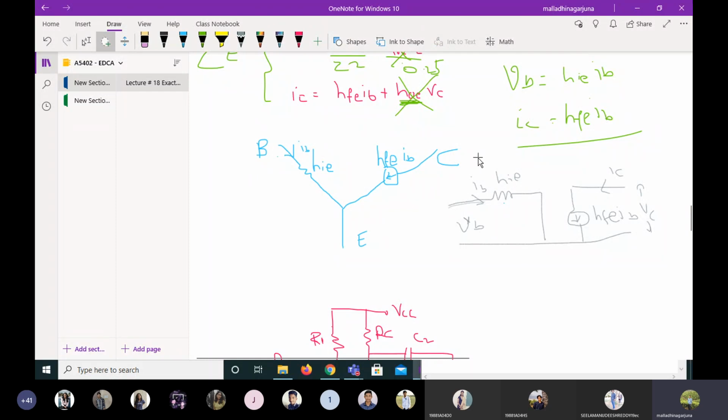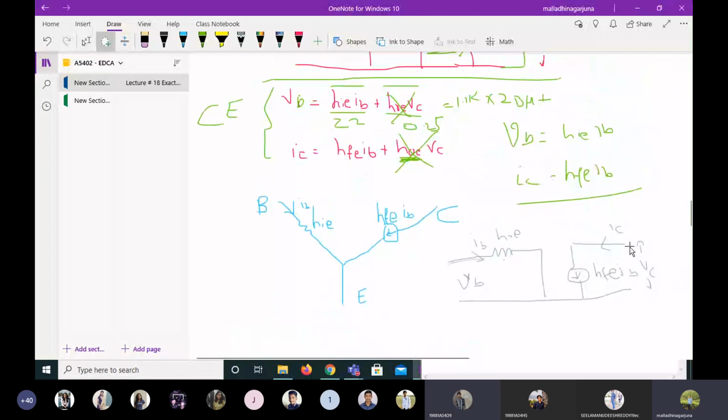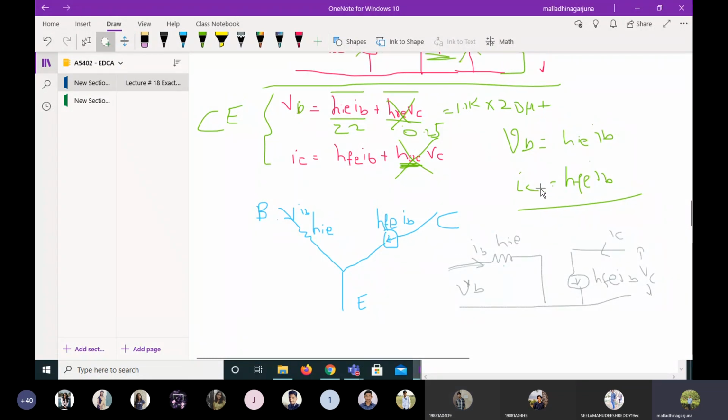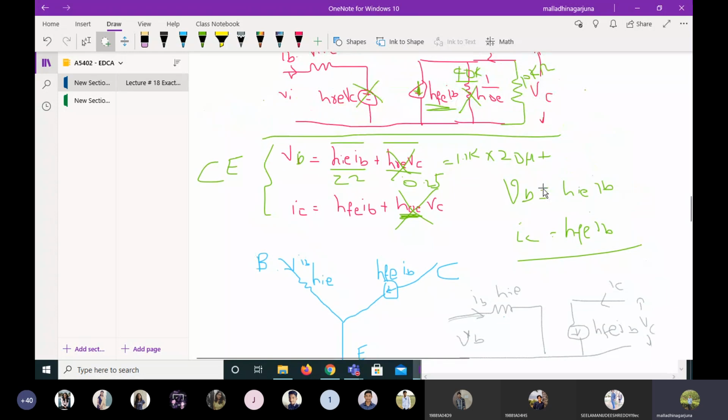Any doubts in this simplified model? Sir, is there any ratio between 1 by HOE and load resistor? No ratio. The typical value of HOE is 25 micro, that is fixed standard. That is 25 microamps per volt is the HOE value, that is standard.